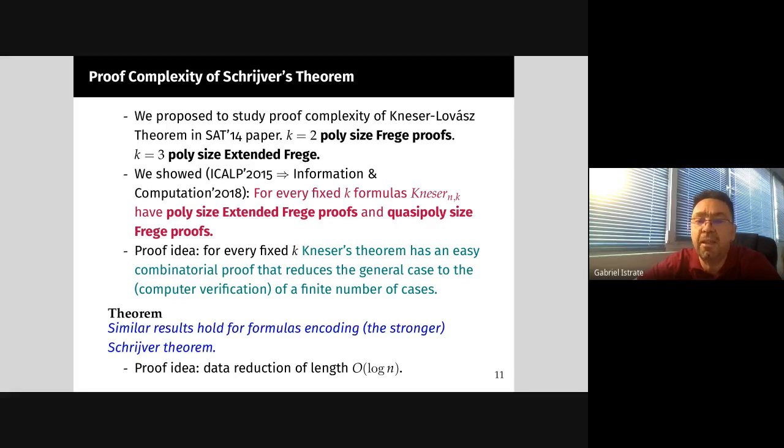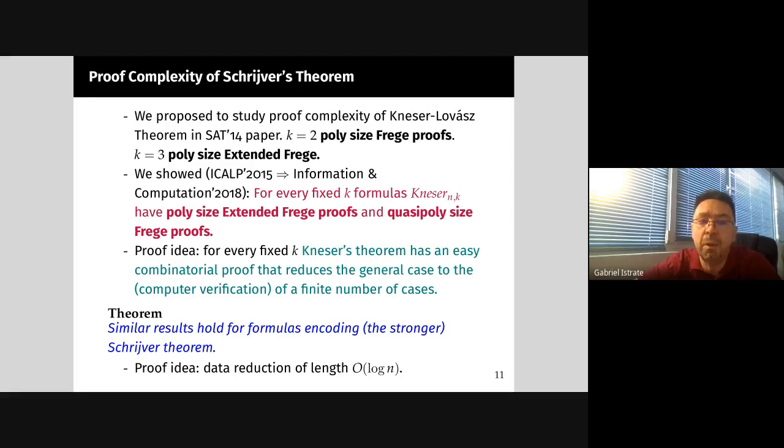And we proved that for every fixed k, these formulas Kneser n and k have polynomial size extended Frege proofs and quasi-polynomial size Frege proofs. So the Kneser-Lovász theorem is not a candidate for separating Frege and extended Frege. And one idea of this proof was that for every fixed k, we showed that the Kneser theorem has an easy combinatorial proof. We didn't give a new proof bypassing algebraic topology. We showed that we can reduce an infinite number of cases to the computer verification of a finite number of cases. Okay, so that's sort of the gist of the proof.